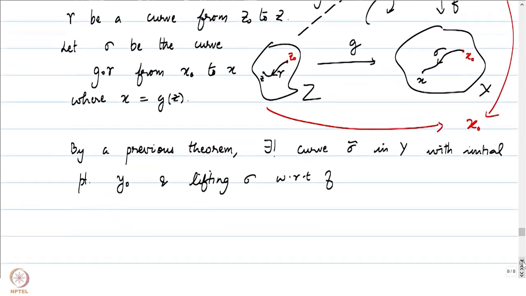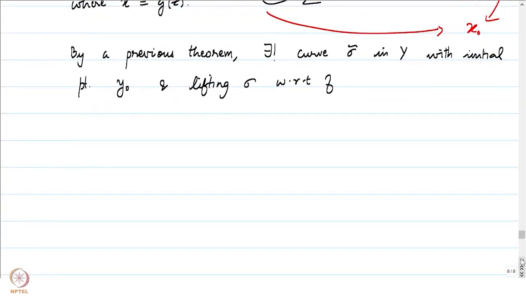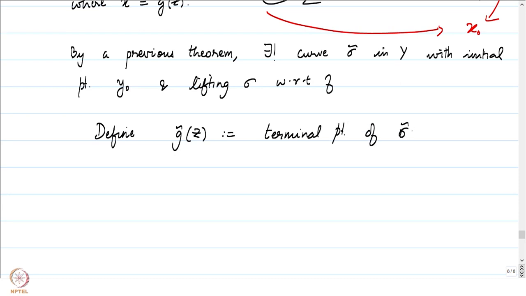And if we now look at what the end point of this sigma tilde is, define the end point to be g tilde of z, the terminal point, which was the standard notation that was used, terminal point of sigma tilde.